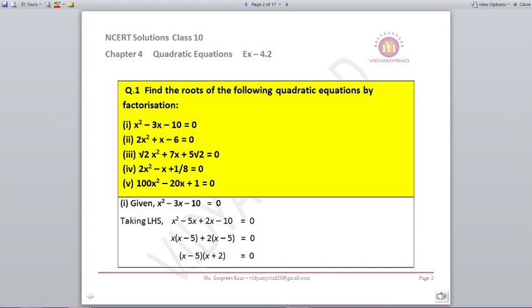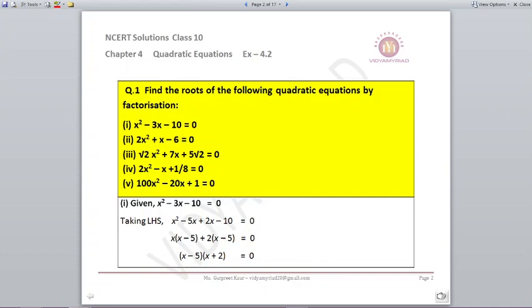Now you have already learned factorization in class 8 and class 9. So I am not going to go into much detail. We will just use the middle term splitting method for finding out the factors, and then I will tell you how to find the roots for the following equations.